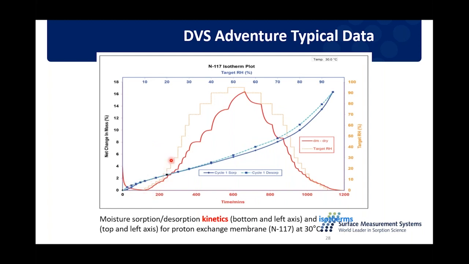Typically what's done in a DVS is you increase or decrease the relative humidity. You measure the mass gain or the mass loss. You can construct an isotherm, which is the equilibrium uptake at each relative humidity stage. So I can get the mass uptake and the mass loss, and I can also get the kinetics. How quickly or how slowly does that water come on or come off the sample?